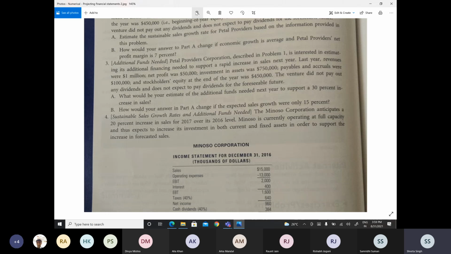Let me show you the numerical solution to this, as well as the formula that we use for AFN, and then maybe question number 4 you will be able to solve, because it will have both sustainable sales growth rates and additional funds needed. So let me come here.